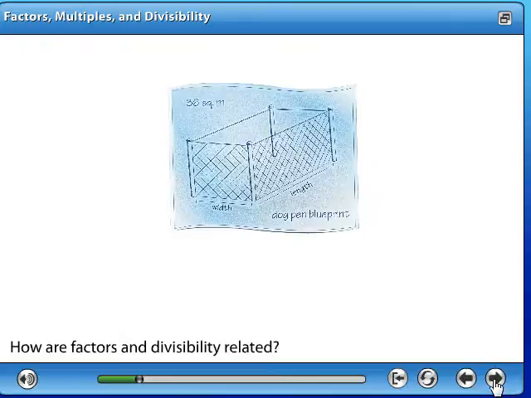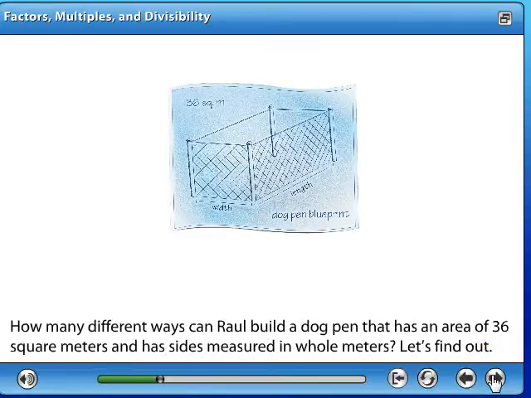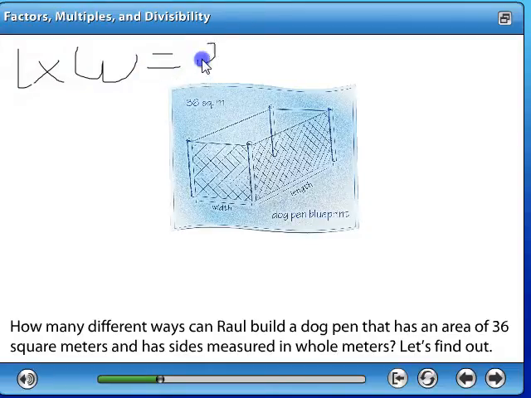Okay, how are factors and divisibility related? How many different ways can Raul build a dog pen that has an area of 36 square meters and has sides that measure whole meters? Let's find out. First off, let's review how to find the square area of something. To find the area, it is length times width, which gives you the squared meters.